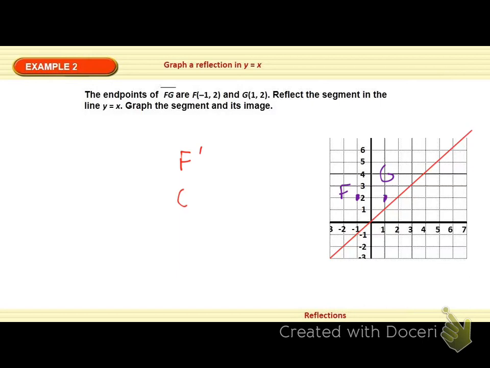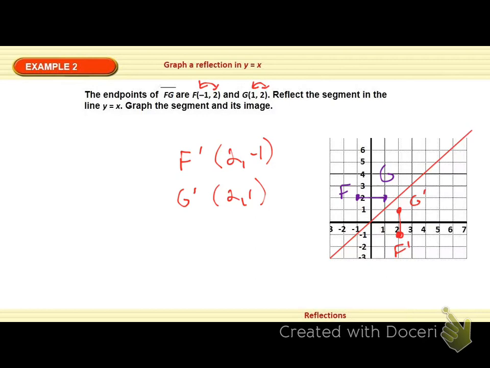So those rules were, if we're going to reflect over the y equals x line, then all we have to do is flip-flop the x and the y coordinates for our points. So that means that f prime is going to be at (2, -1), g prime is going to be at (2, 1). And now we can just go plot those points. (2, -1) puts f prime here, and (2, 1) puts g prime here. And so there's our segment reflected over the line.